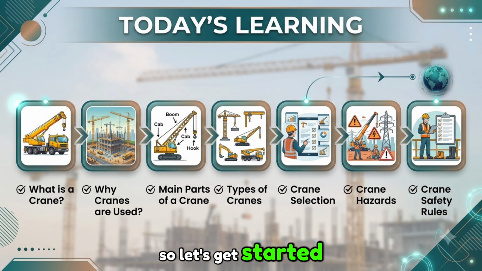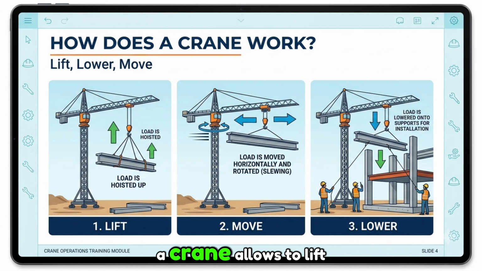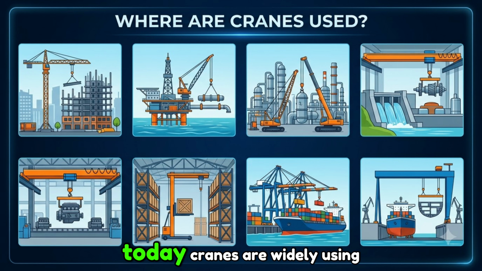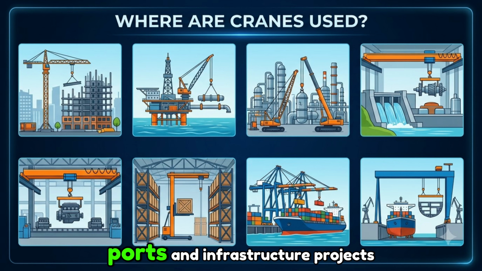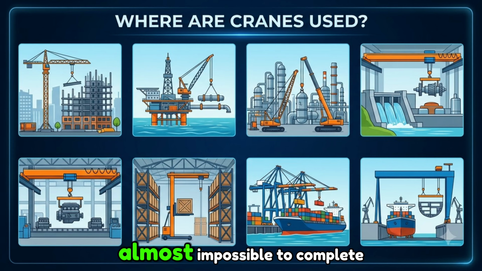So let's get started. First of all, let's understand what a crane is. A crane is a machine used to lift, lower, and move heavy loads from one place to another using wire ropes, chains, hooks, and lifting accessories. A crane allows us to lift loads that cannot be handled manually. In simple words, a crane makes heavy lifting safe, faster, and more efficient. Today, cranes are widely used in construction projects, oil and gas plants, refineries, power plants, shipyards, warehouses, factories, ports, and infrastructure projects. Without cranes, many industrial projects would be almost impossible to complete.